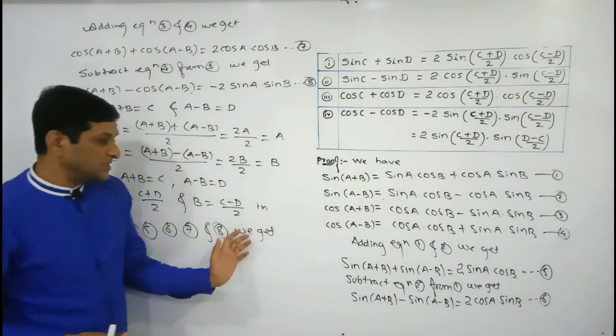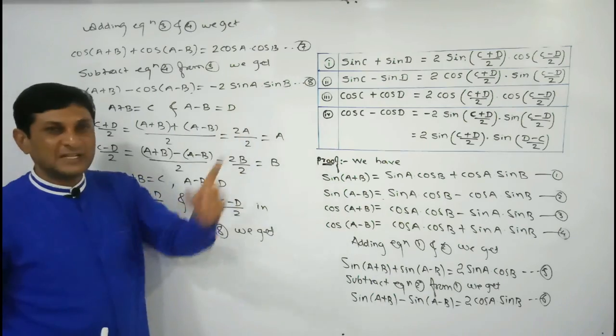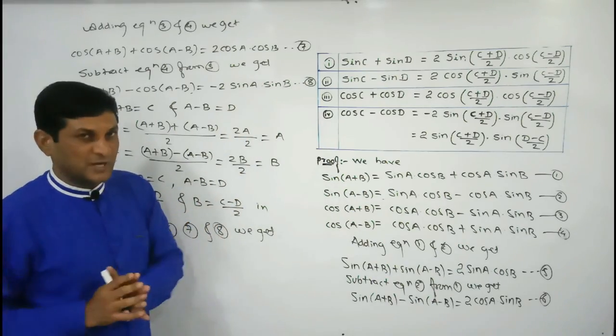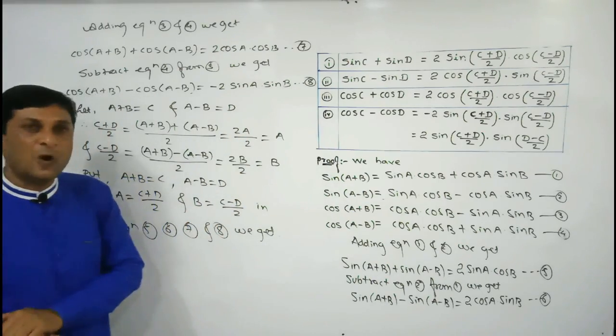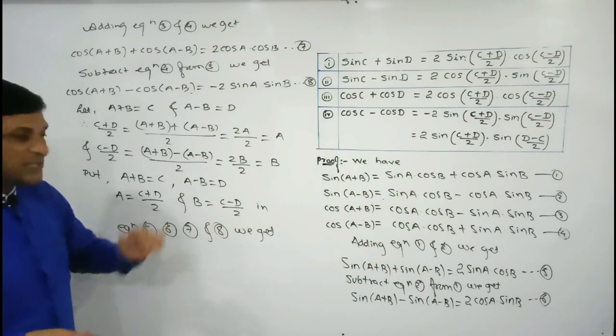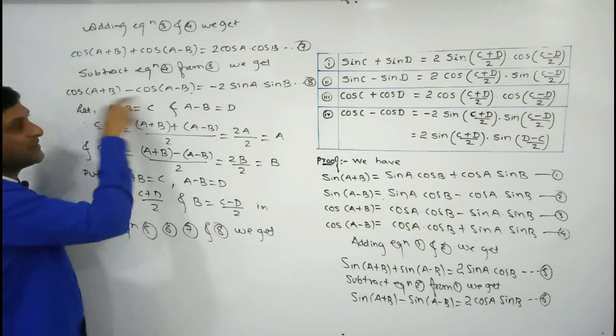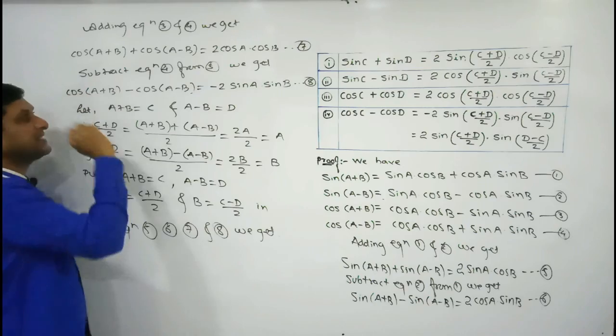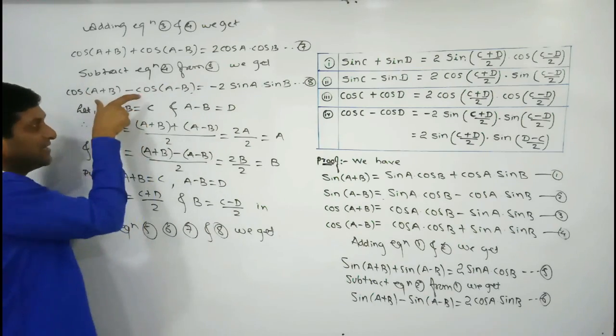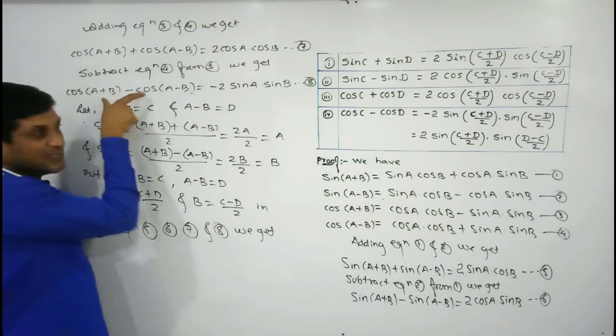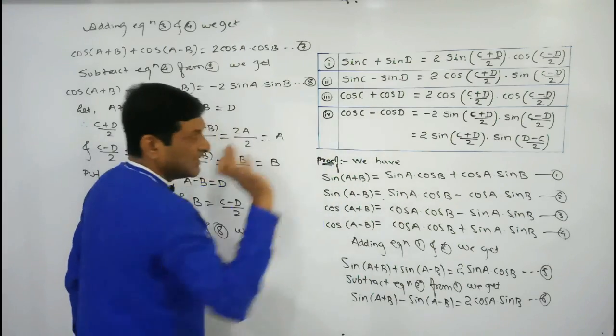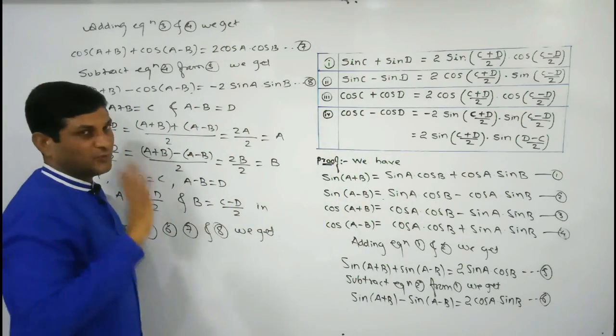Means if we are substituting these values in equation number 7, we will get the proof of the third formula. And lastly, we are substituting all these values in equation number 8. So see here, this is equation number 8. A plus b means c and a minus b means d. So on the left hand side we will get cos c minus cos d, which is nothing but the left hand side of the fourth formula.